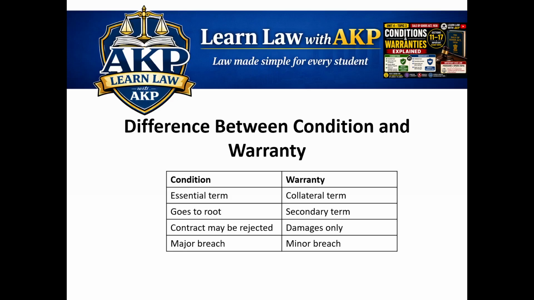Now, the difference is extremely important for examinations. A condition affects the very foundation of the contract. A warranty affects only a secondary aspect. Breach of condition permits rejection of goods. Breach of warranty permits only compensation. Students should always remember this distinction.